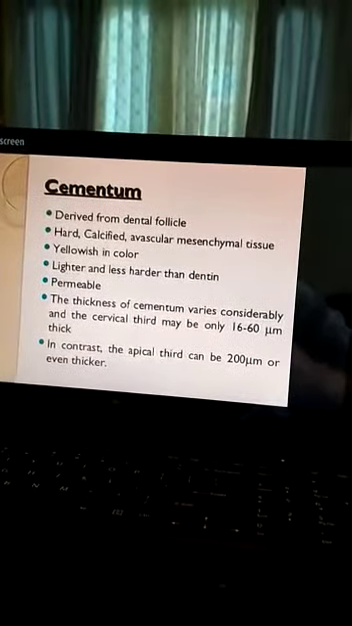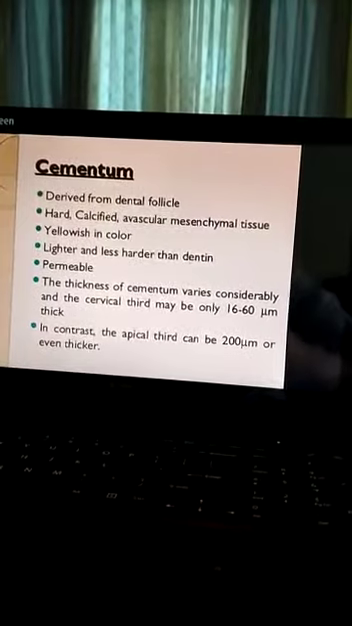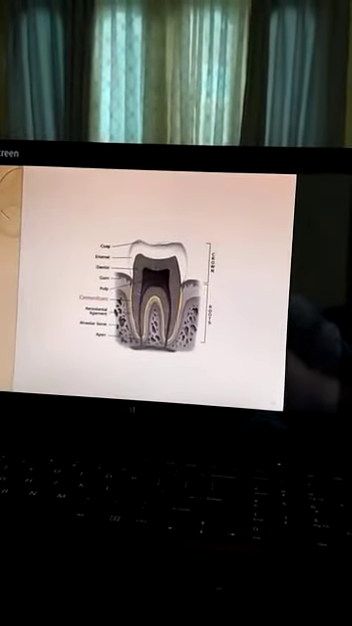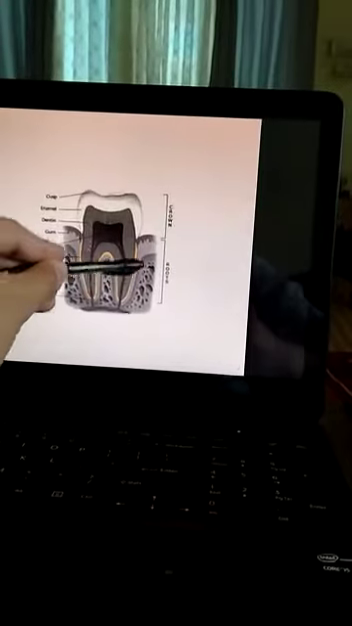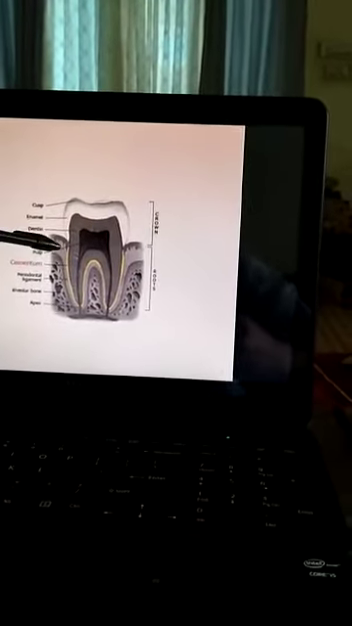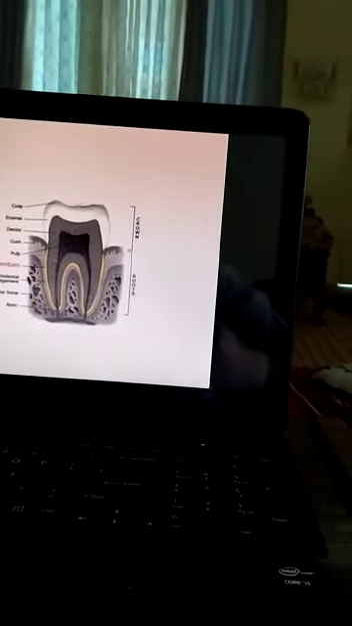It is hard, calcified, avascular mesenchymal tissue. It is yellowish in color. It is lighter and less hard than dentin. It is permeable. Here you can see the yellowish portion which covers the tooth roots is called cementum. Here you can see these are the cementum, which are yellow in color.